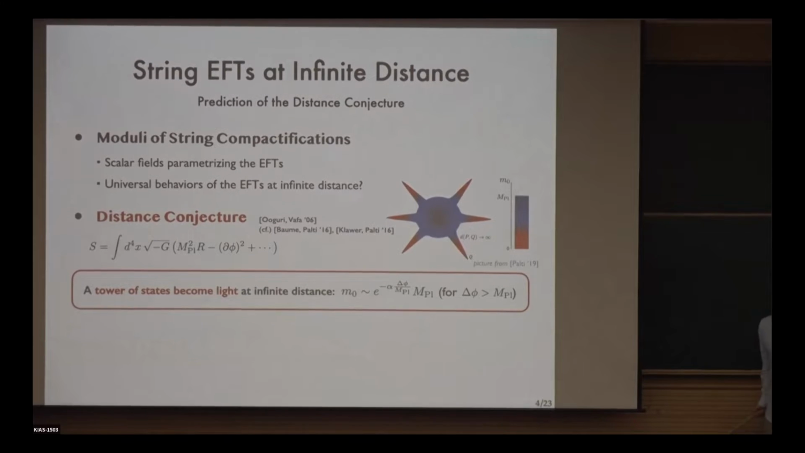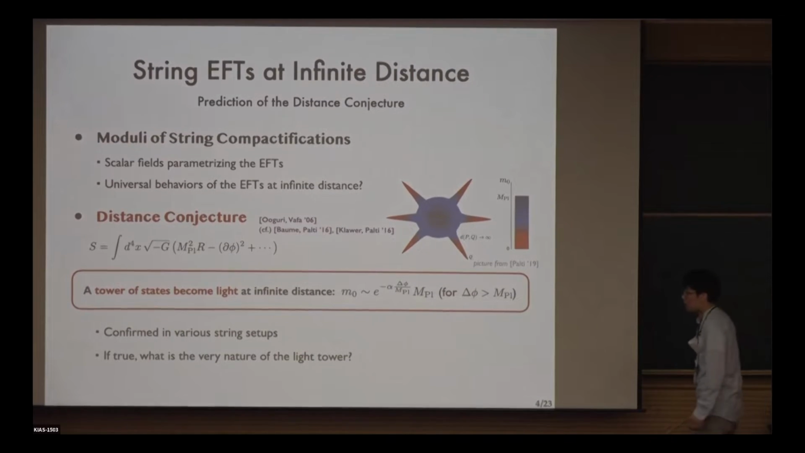And the claim of the distance conjecture is that a tower of states should become light at infinite distance in this exponential fashion. And this interesting conjecture has been confirmed in various string setups. But this conjecture still remains as a conjecture.